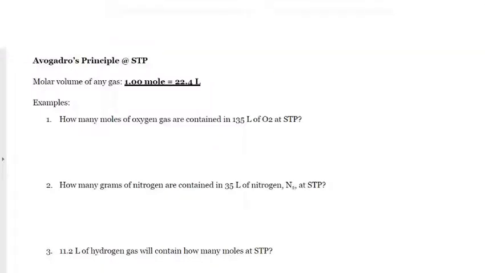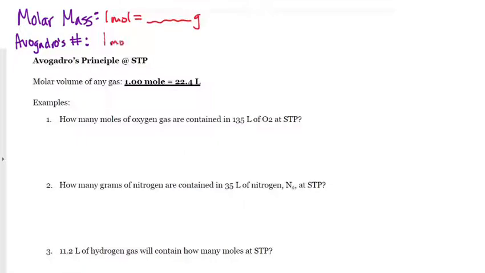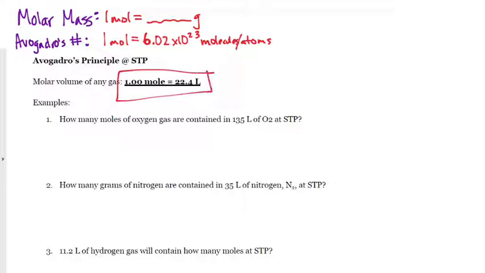Now, he took it a step farther, and because he was all about standardizing things, and by standardizing, I mean setting everything equal to this mole idea that he came up with, like our molar mass was 1 mole of a substance is equal to a certain number of grams. Avogadro's number was 1 mole was equal to a certain number of molecules or atoms. Well, he wanted to standardize our molar volume of any gas. And so what he did is actually kind of deceptively simple. It is simple. It's just one equation.